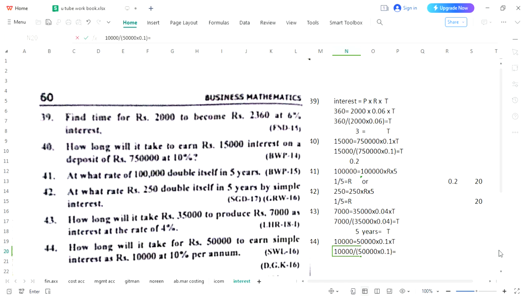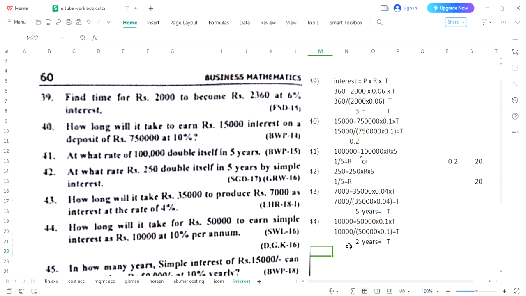How would we have calculated it? I am repeating it. 50,000 and 0.1 was being multiplied. You are taking it to the opposite side. They will be divided. 10,000 was already present. So on calculator you will write 10,000 divided by 50,000 multiply 0.1 and just multiply. So 2 years is your answer for 44th question.